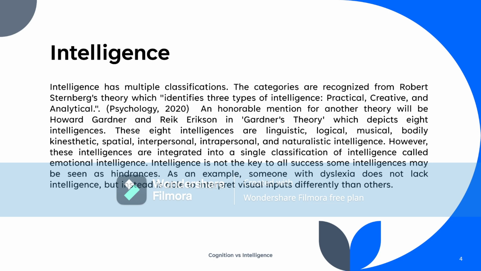For intelligence, intelligence has multiple classifications. The categories are recognized from Robert Sternberg's theory, which identifies three types of intelligence: practical, creative, and analytical. An honorable mention for another theory goes to Howard Gardner, whose theory depicts 8 intelligences. These intelligences are linguistic, logical, musical, bodily kinesthetic, spatial, interpersonal, intrapersonal, and naturalistic intelligence. However, these intelligences are integrated into a single classification of intelligence called emotional intelligence.